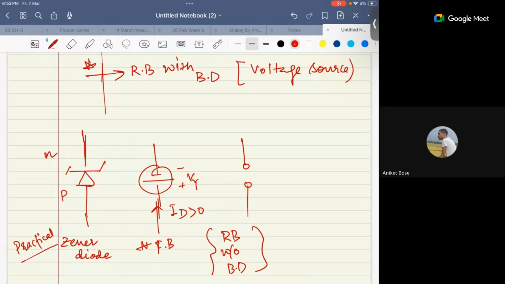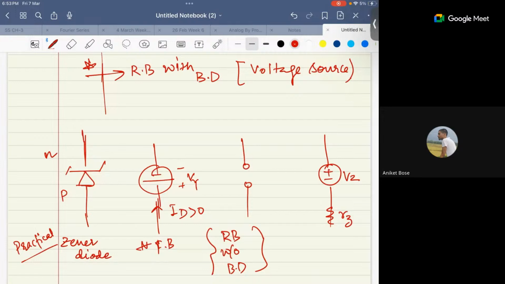Now, the last condition is if the potential across the Zener diode is more than the breakdown voltage, then it will behave like a voltage source VZ. And you can attach a resistance also, even though the resistance is very small.